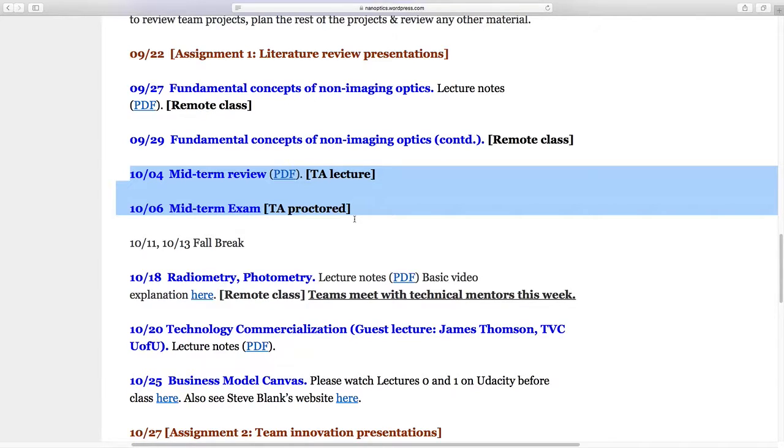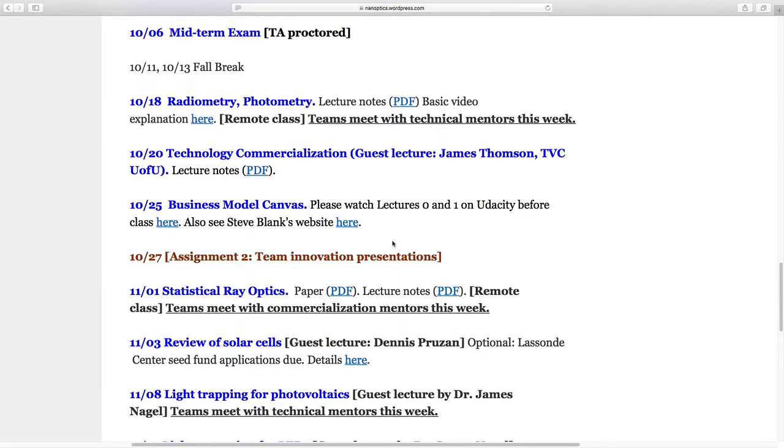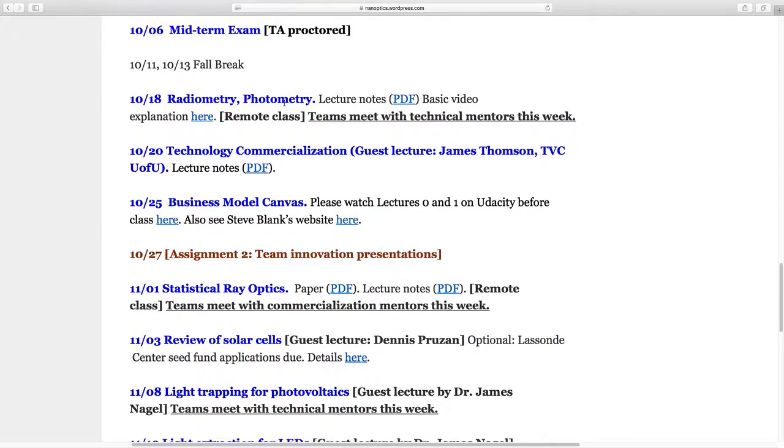Then we have fall break. After fall break, we'll go through radiometry and photometry, which is very important because it's a different way to do measurements in solar energy or in non-imaging optics in general. Then we'll start thinking about commercialization. Up to then, it's fairly technical.